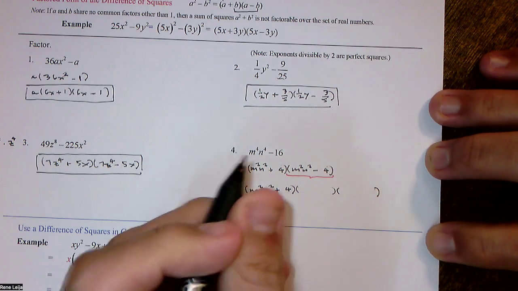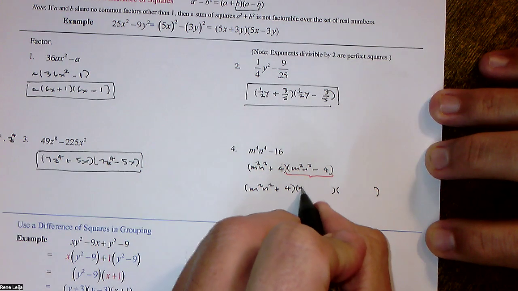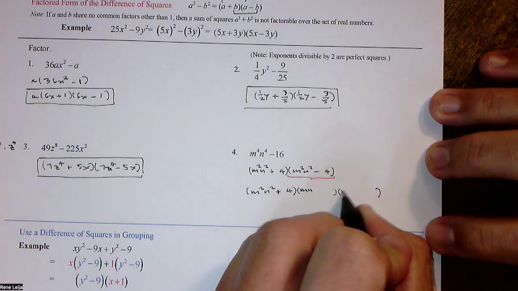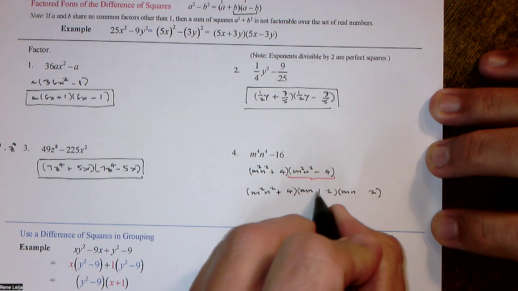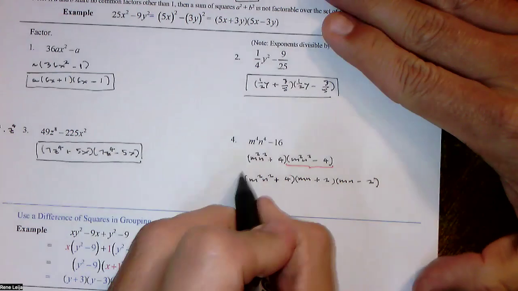Well, now m squared, n squared, that's going to come from m times n. 4 is going to come from 2 times 2. 1 is plus, 1 is minus.